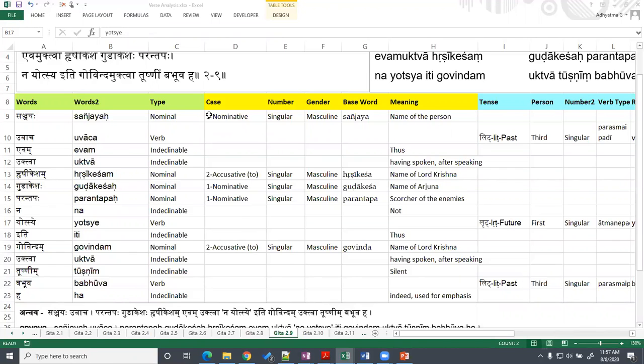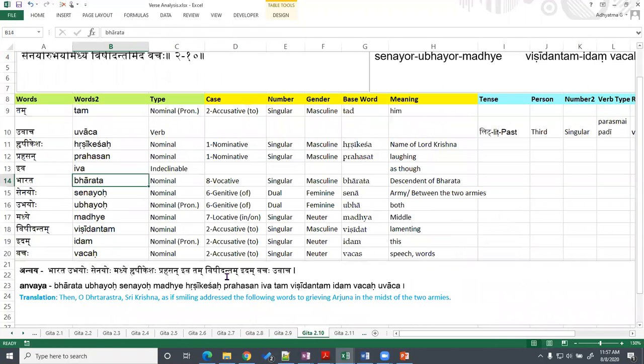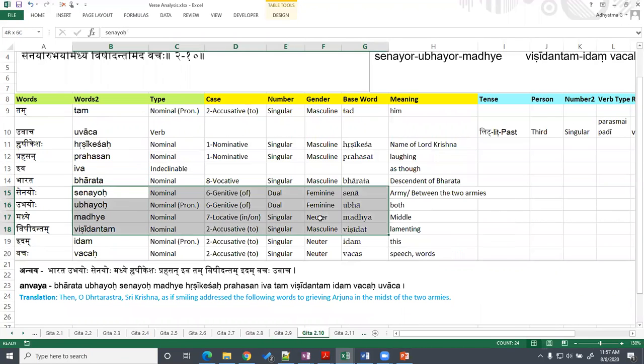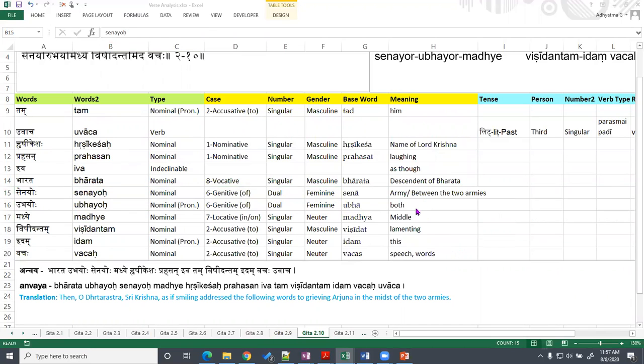There is a question here that senayoho ubhayoho madhye seems like repetition. I already said that senayoho alone would mean two armies, and both and middle are not required because it's a dual. That is correct. It can be emphasis as well, as it's a poem, right? It's not a grammar book. A poet has far more freedom in expression, and sometimes these words are used to complete the verse. So madhya is in the middle, like he is in the middle of the two armies.